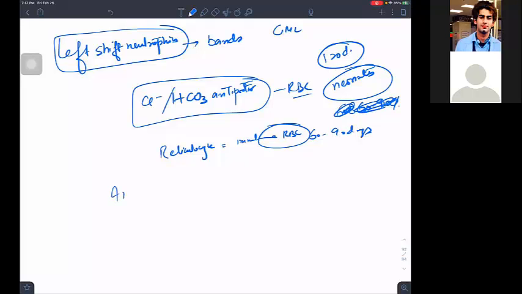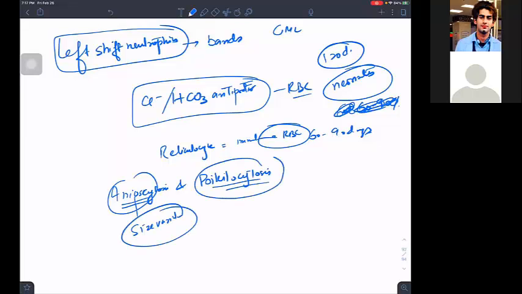What is the difference between anisocytosis and poikilocytosis? Aniso means there is size variation in RBCs. But what is poikilocytosis? Poikilocytosis means varying shapes. The shapes are variable. So aniso is size, and poikilo is shapes. Okay, easy. That's very nice.